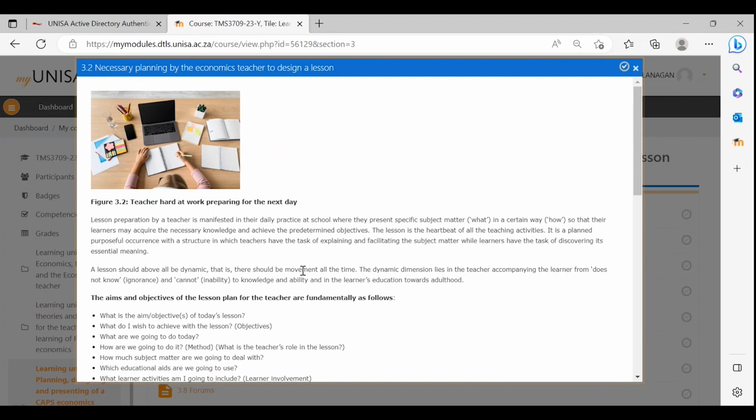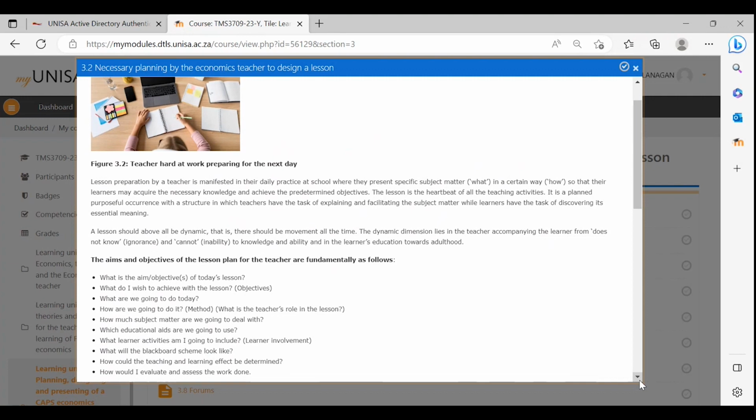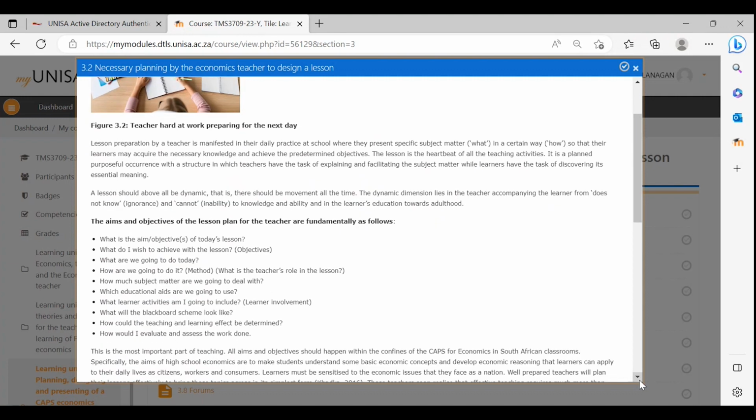The dynamic dimension lies in the teacher accompanying the learner from "does not know," from ignorance, and "cannot," inability, to knowledge and ability, and in the learner's education towards adulthood. The aims and objectives of the lesson plan for the teacher are fundamentally as follows.